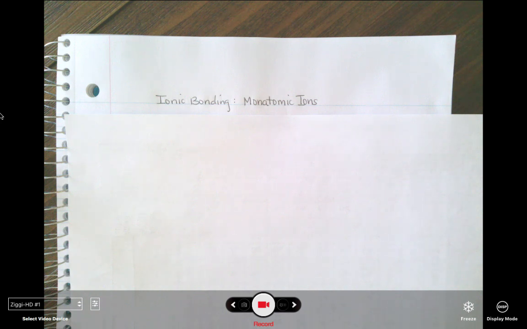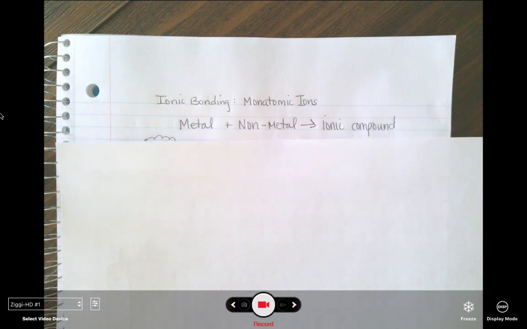We're going to be talking about ionic bonding, specifically with monatomic ions. A monatomic ion just means one atom versus multiple atoms, and we'll get into that in a later video. Ionic bonding is between a metal and a nonmetal on the periodic table, and when a metal and a nonmetal combine together, they form what's called an ionic compound.